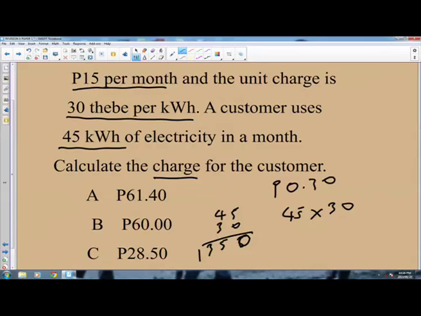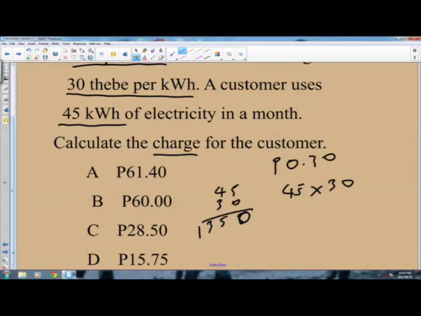So we are to change these tebes to pulas because what we are having here is in terms of tebes. So let us change this to the pulas. When we change this to the pulas, it will be 13 pula 50. Not 3 pula but 13 pula 50.